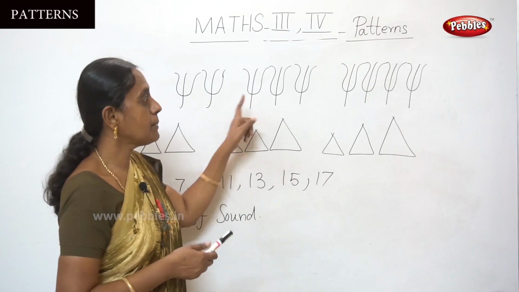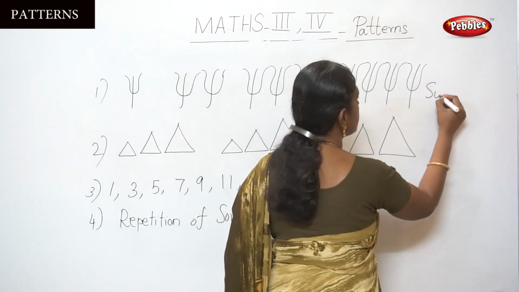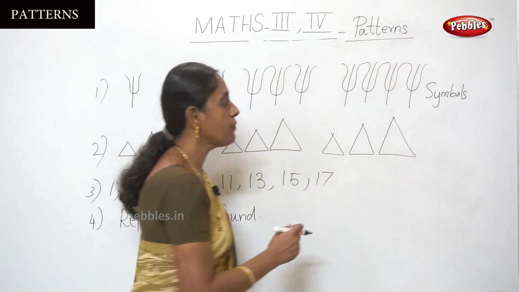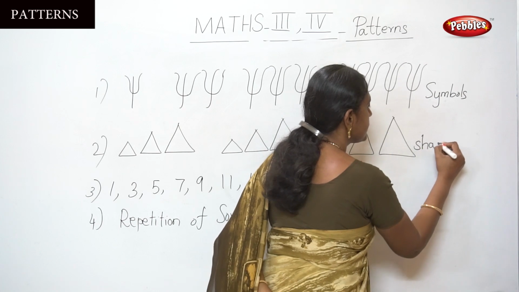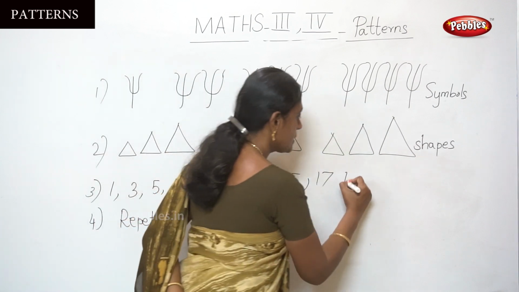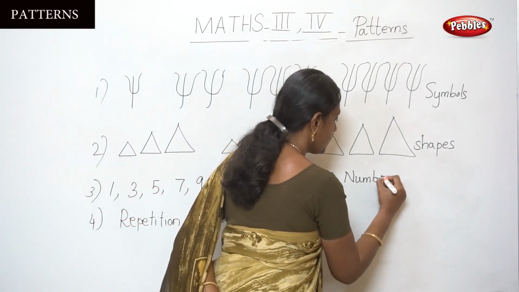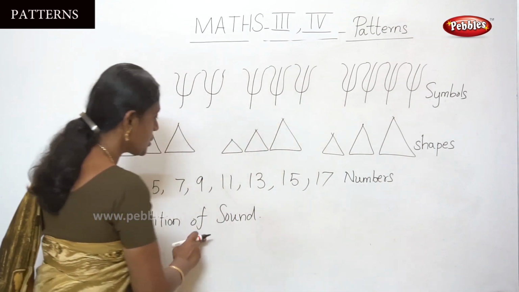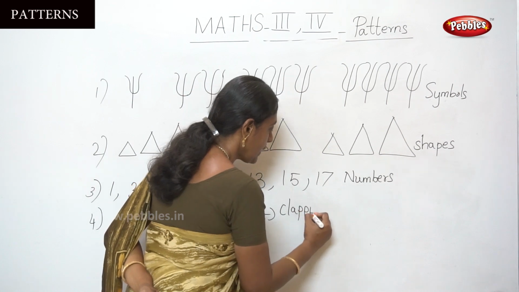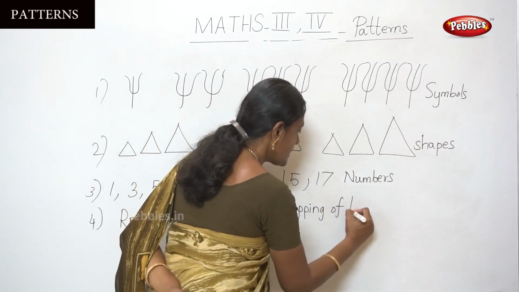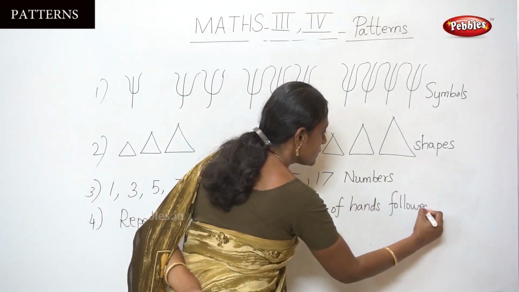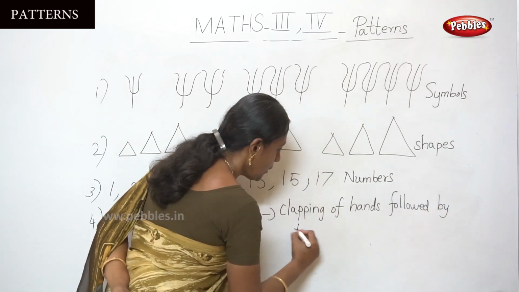Here is a repetition of symbols, and this is an example of repetition of shapes. And this is a repetition of numbers. And here repetition of sound means clapping of hands followed by tapping of your feet.